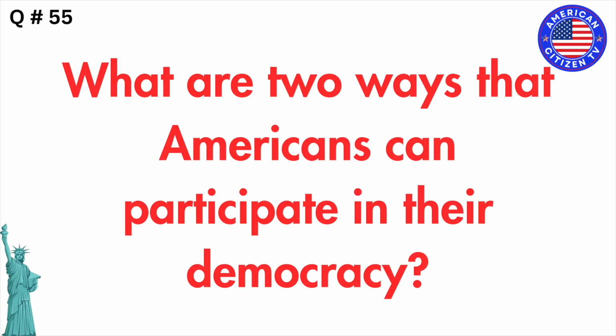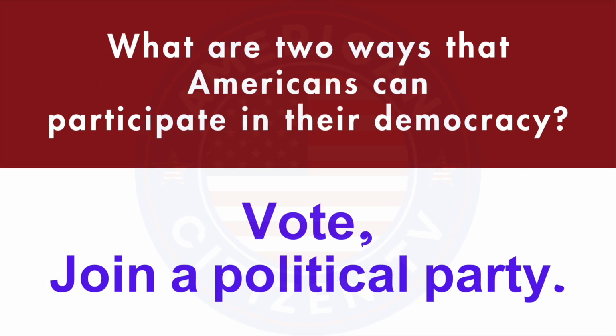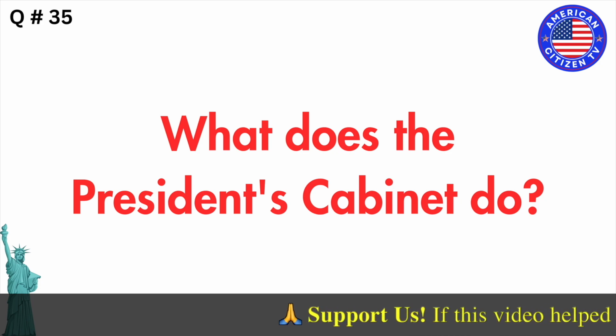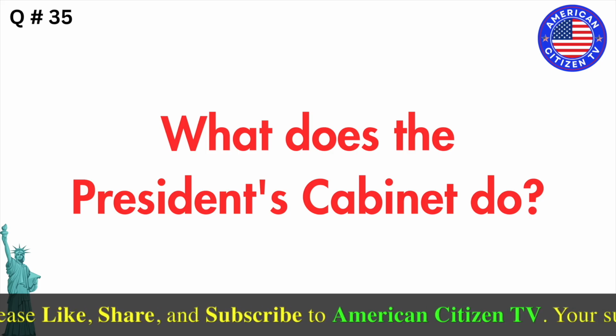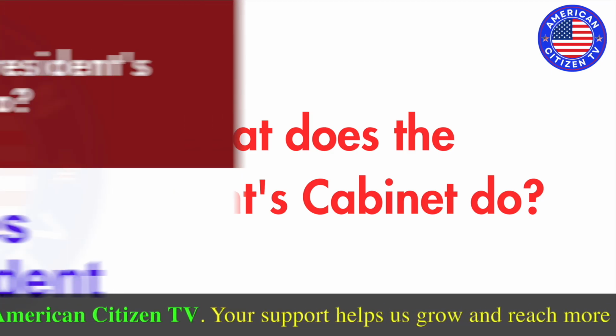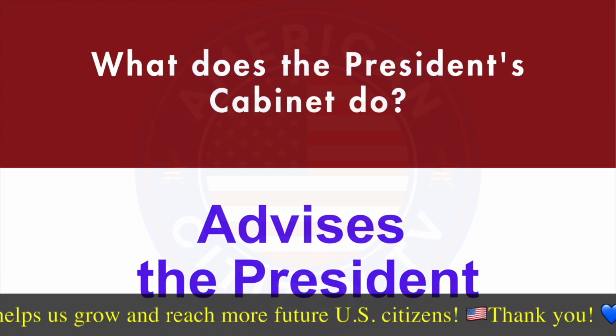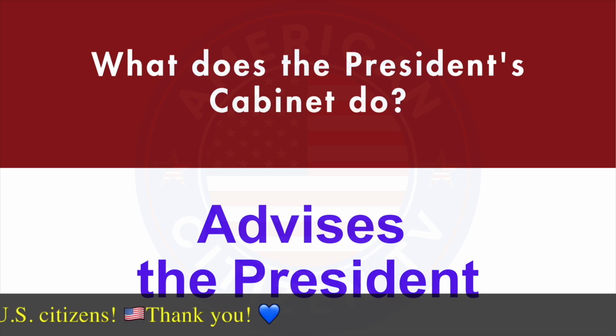What are 2 ways that Americans can participate in their democracy? Vote. Join a political party. What does the President's cabinet do? Advises the President.